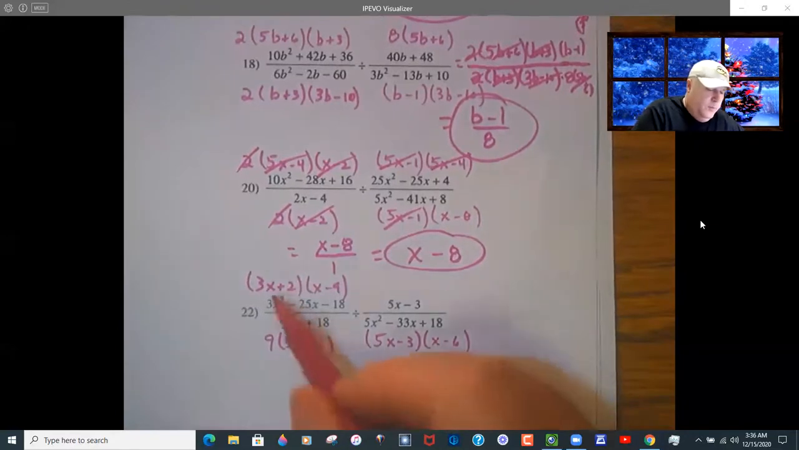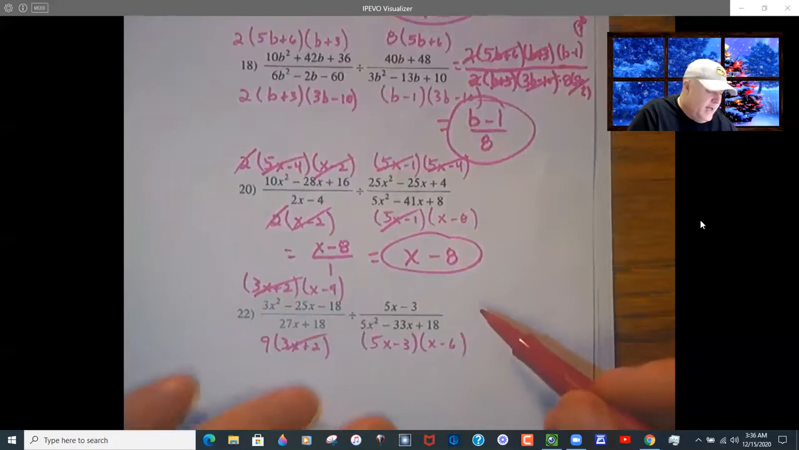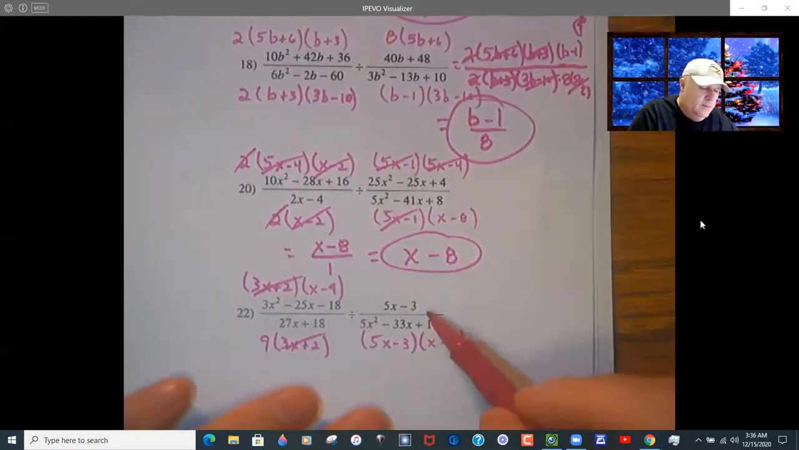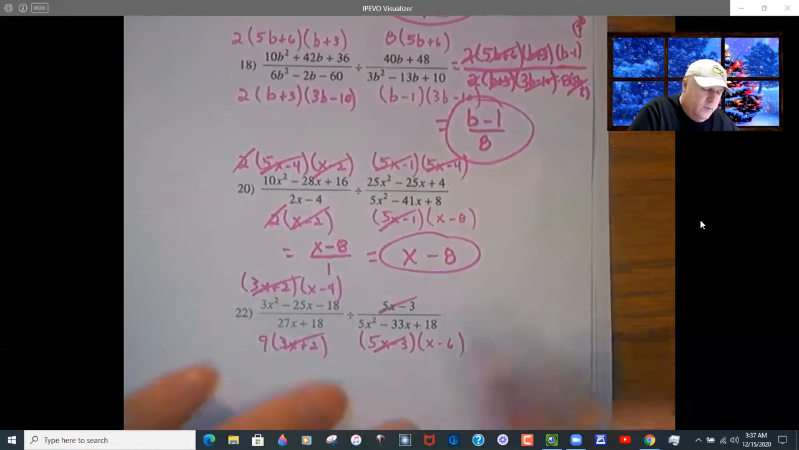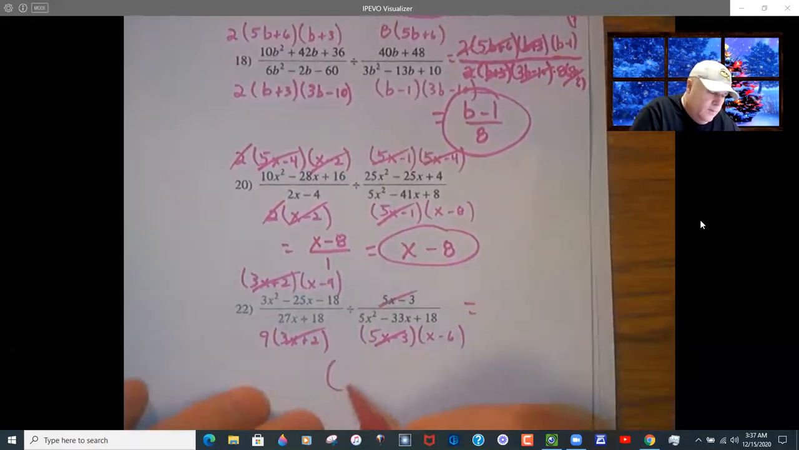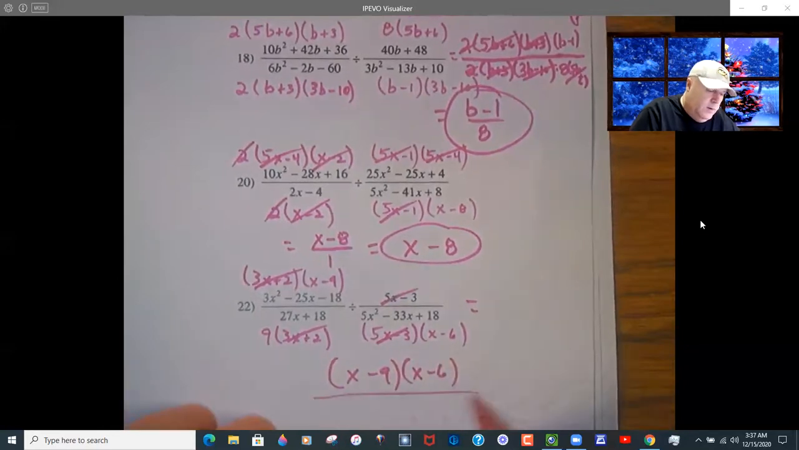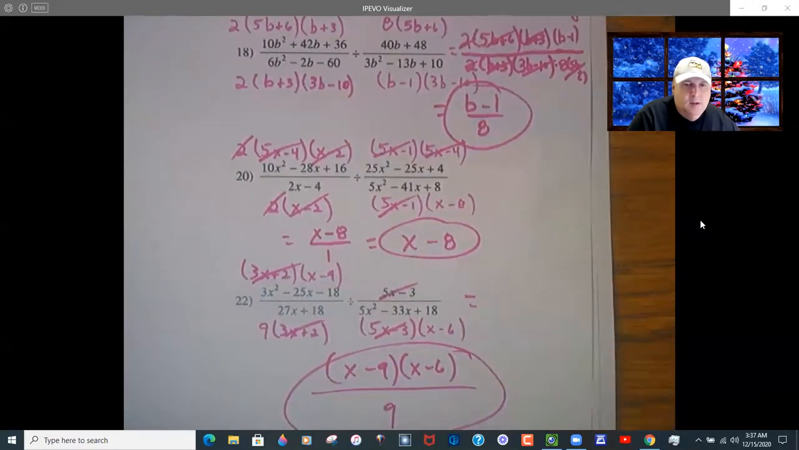So you can do the canceling, just imagine it being flipped, but you do have to flip it. So 3x plus 2's, those will go. The x minus 6 is in the top. The 5x minus 3 will drop with that one. So we have an x minus 9 times x minus 6 in the top over 9 in the bottom, because it's the second one that you flip and not the first one. Okay, pretty easy to do.